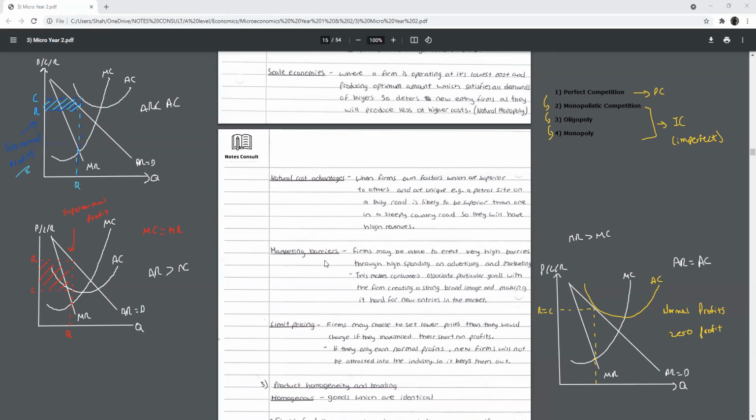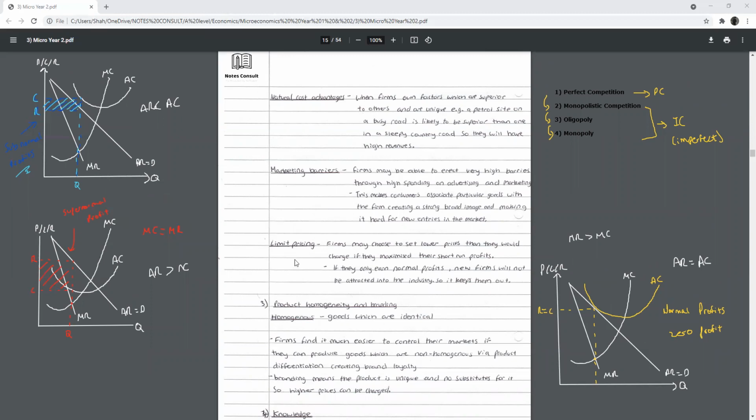Marketing barriers. Firms may be able to erect very high barriers through high spending on advertising and marketing. This makes consumers associate particular goods with the firm, creating a strong brand image and making it hard for new entries in the market. Okay, so if a firm is marketing their good very, very well, it's going to be hard for a new firm to compete with them because people associate certain products with certain brands. For example, when you think about tracksuits, you might think about Nike, and so it's hard to compete with them.